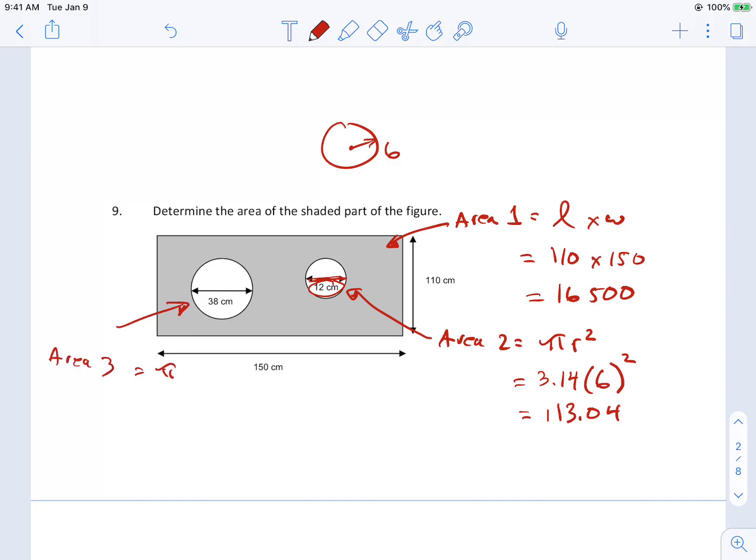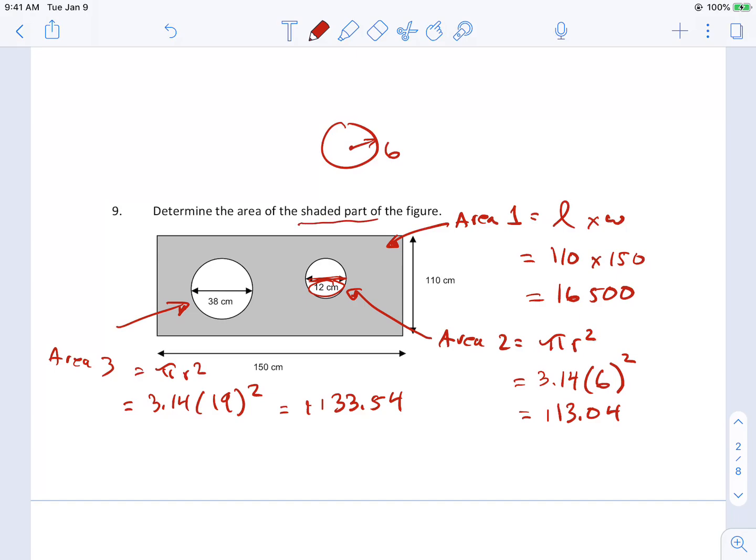And then if we take a look at our area 3, it's going to be pi r squared again. And now we're going to have 3.14 times half of 38, which is 19. And we are going to square that. So we have 3.14 times 19 squared, and that's going to give me a very big value of 1,133.54.